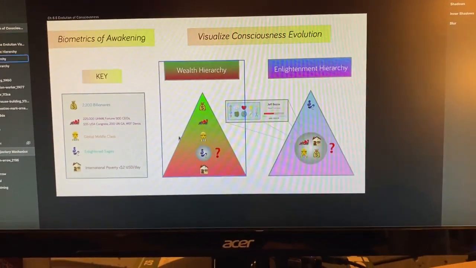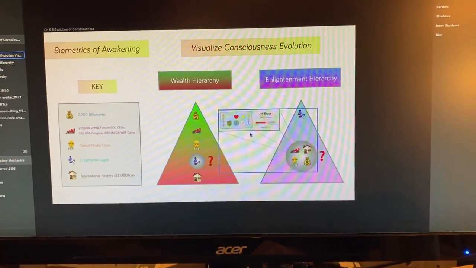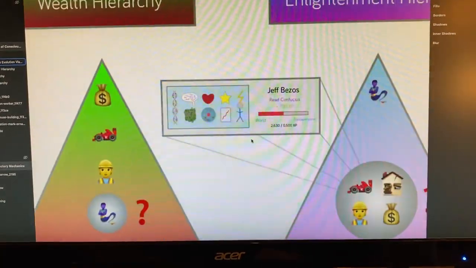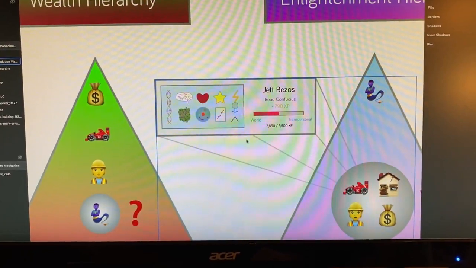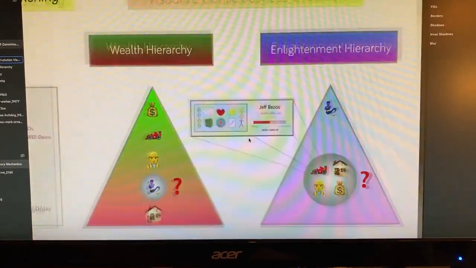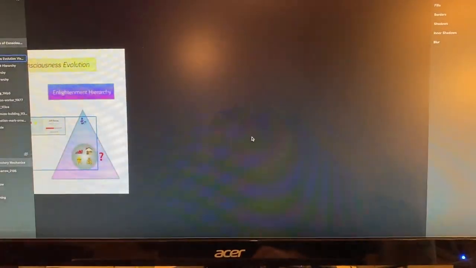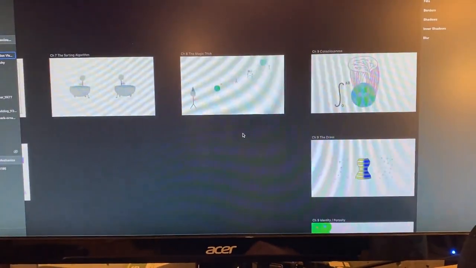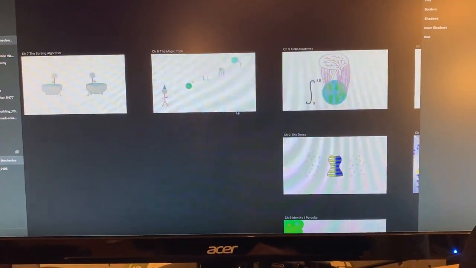And this is where we talk about the hierarchies. And then we make a little remark there about the richest person. How enlightened is the richest person? Yeah, sorting algorithm, magic trick, still looking good.